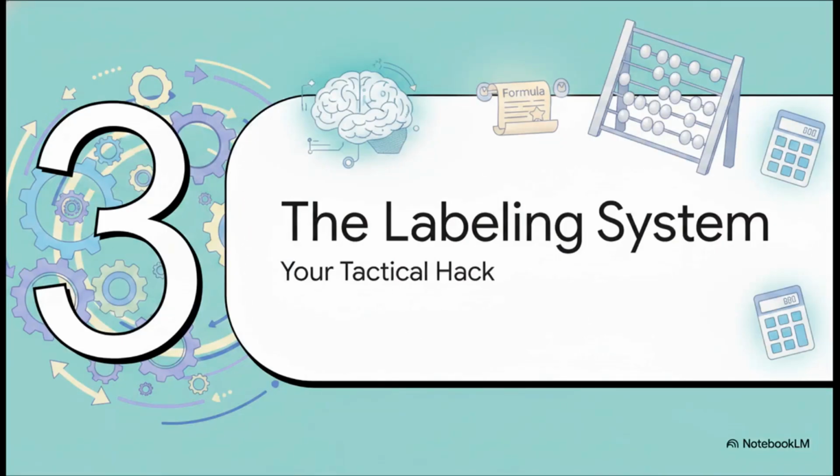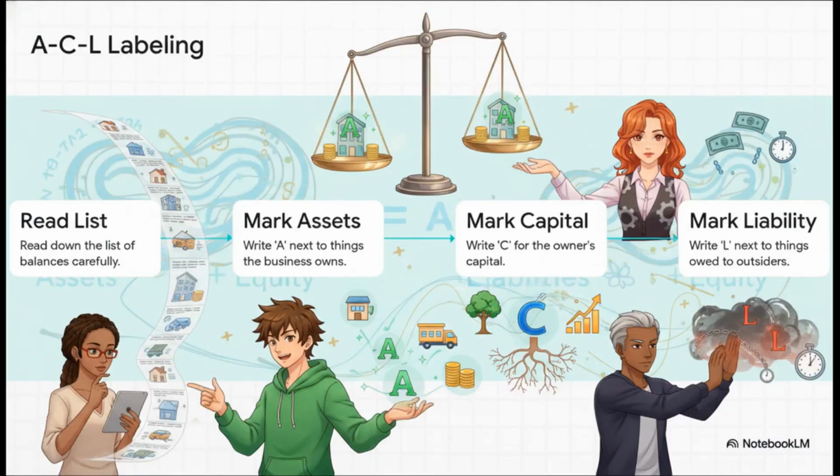Section 3, the labeling system, your tactical hack. Okay, I absolutely love this one. I call it the ACL labeling system. When you're faced with a massive list of business balances, don't just start adding numbers randomly. That is exactly how mistakes happen. Instead, just follow these simple steps.